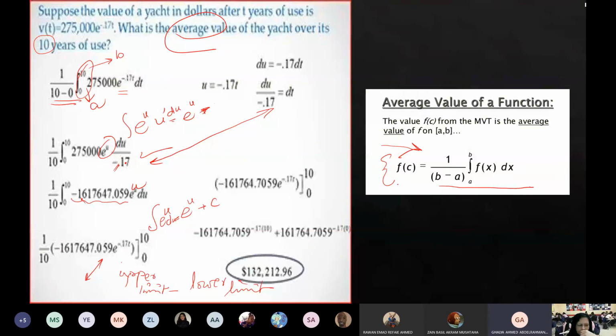So we write the value, which is negative 1.61 next row, and then e raised to negative 1.7, and replace the upper value minus lower value. The upper value is 10, and then minus a negative, which is plus, and then the same thing for 0. Then we get the value, which is the answer: $132,212.96. So this is our average value of a yacht.